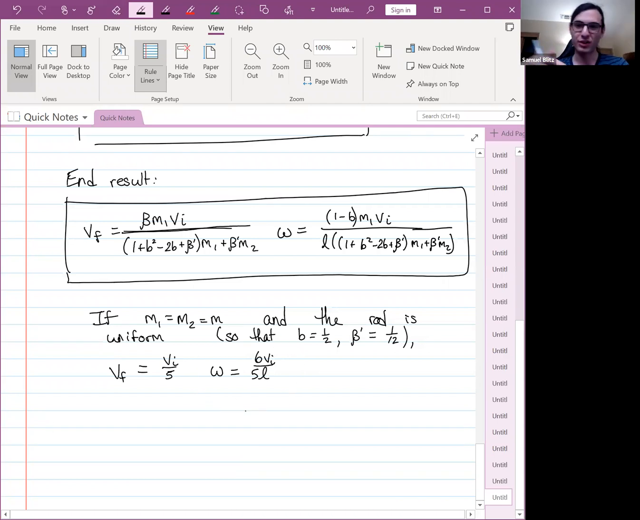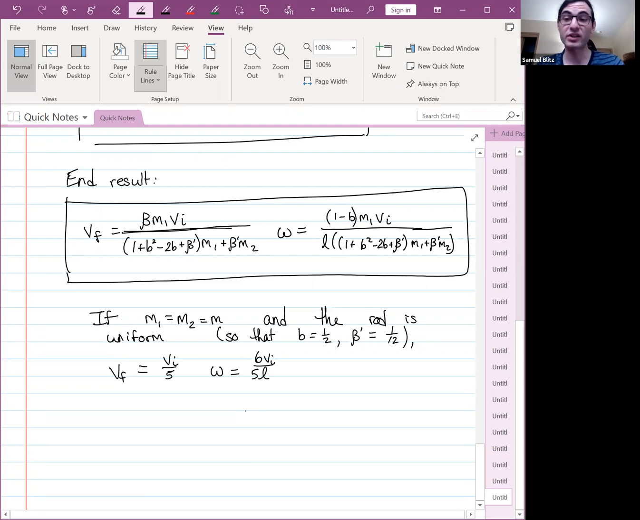I said at the very beginning of the quarter, physics is about predicting the future. This literally lets you predict the future with math, right? You can predict what would happen to the system given some initial information. Can't do that in a whole lot of other sciences, right?